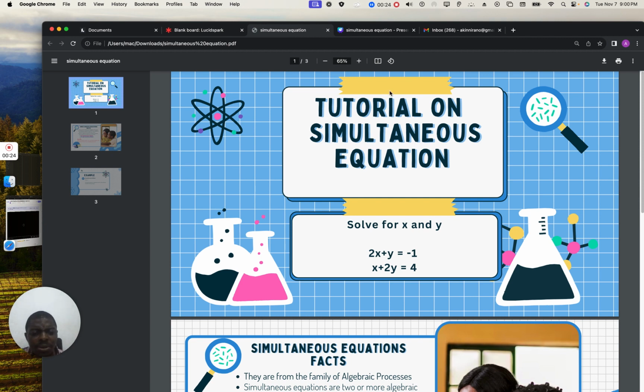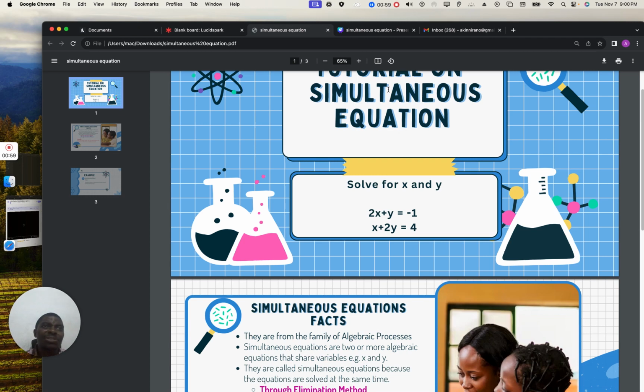Today we're going to be solving a sample equation that you're looking at on your screen: 2x plus y is equal to minus 1, and x plus 2y is equal to 4. Now, one of the basic things you have to know how to solve is equations. Simultaneous equations can be found in the history of algebra, and it's an advanced algebra topic.